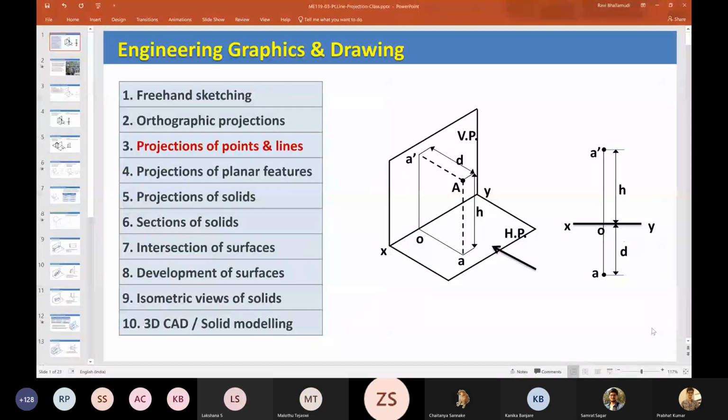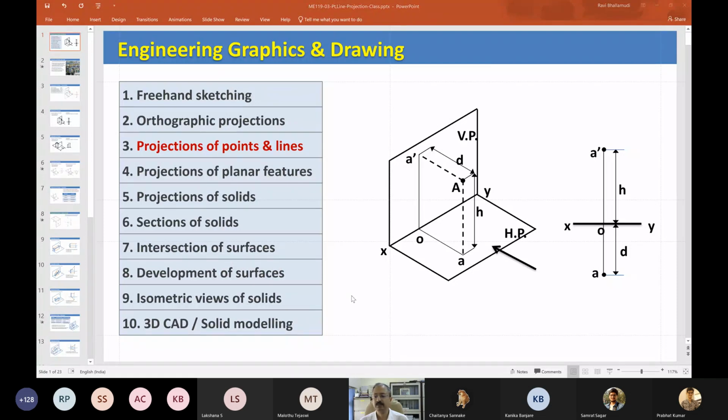All right, so let me share my screen and talk about today's class, which is the third class in the series now, and we are talking about projections of points and lines. We talked about simple projections last class, but we'll now go into how you draw those projections.